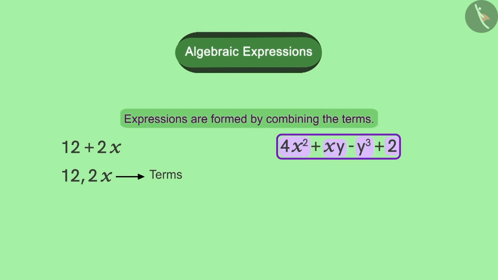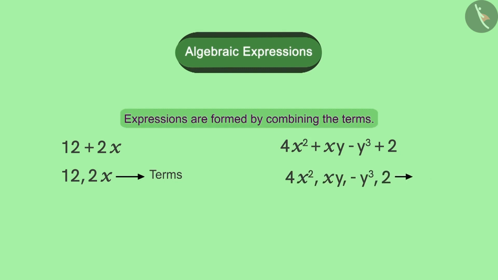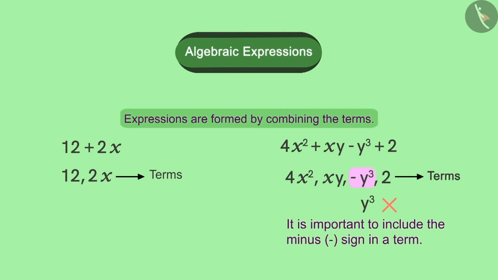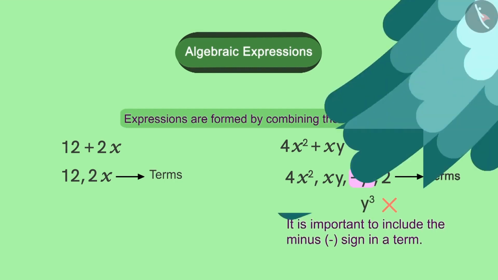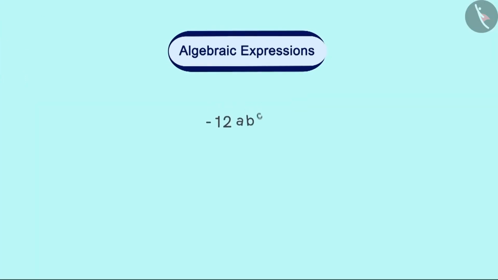This expression is formed by the combination of four terms. 4x square, xy, minus y cube, and 2. We see that the third term is minus y cube and not just y cube. We studied in our last session that it is necessary to include a minus sign in a term. Now, look at this expression. This expression has only one term. This is a product of minus 12, a, b, c.